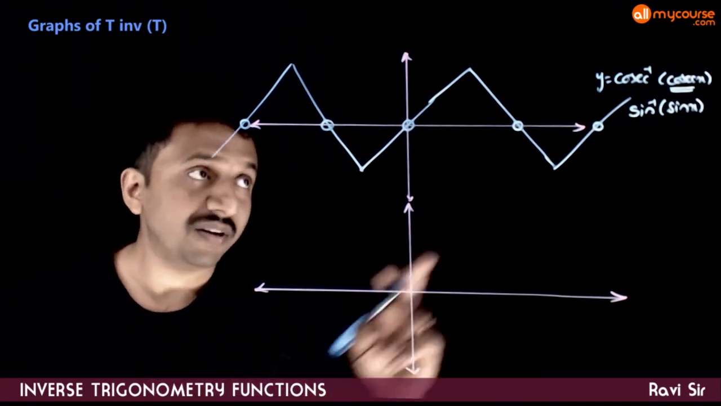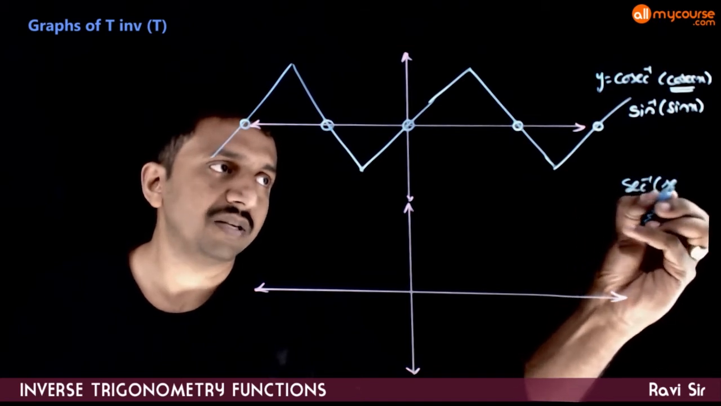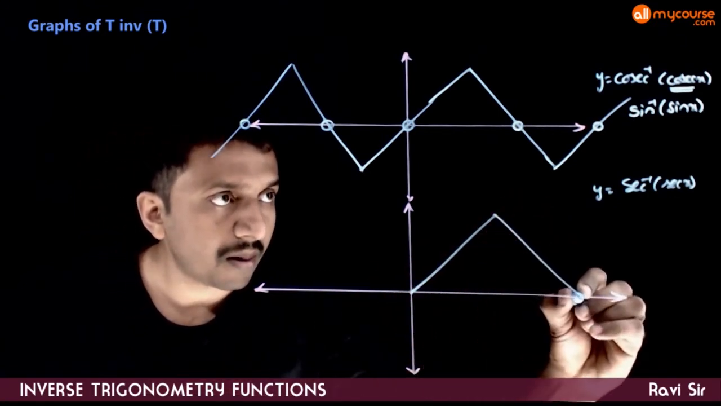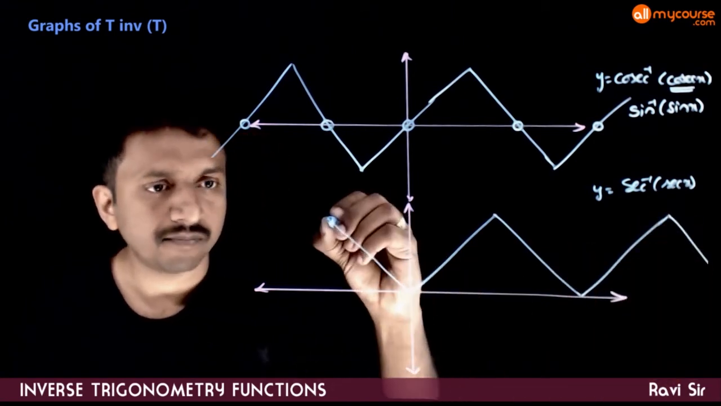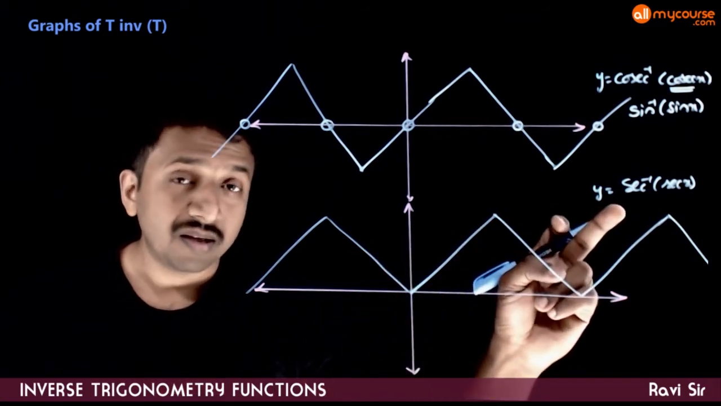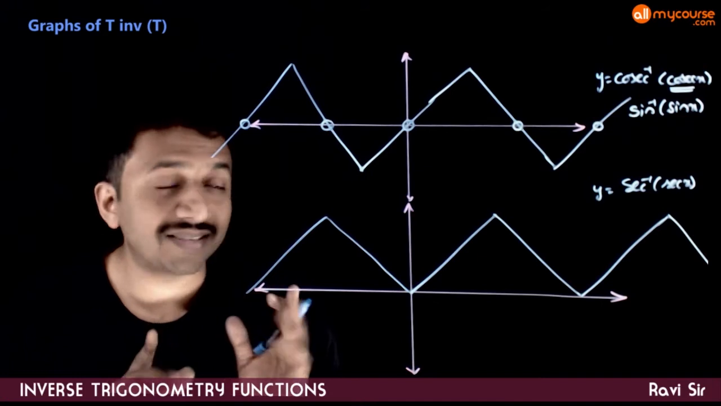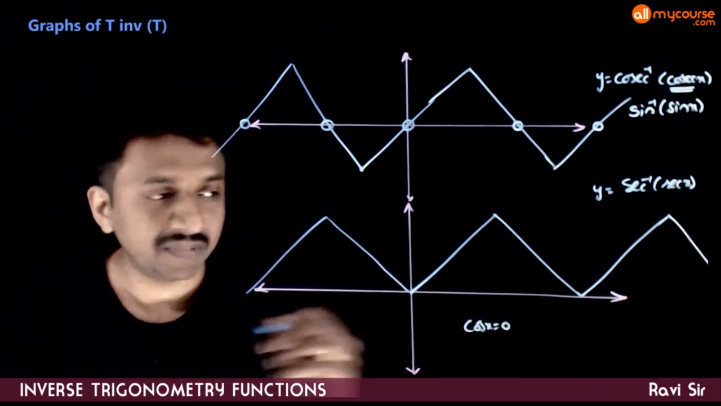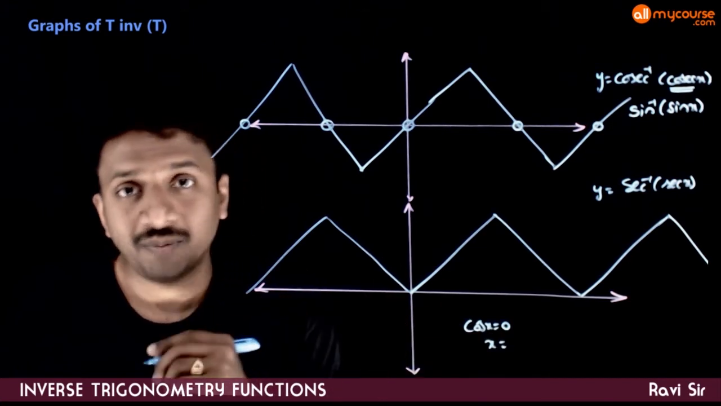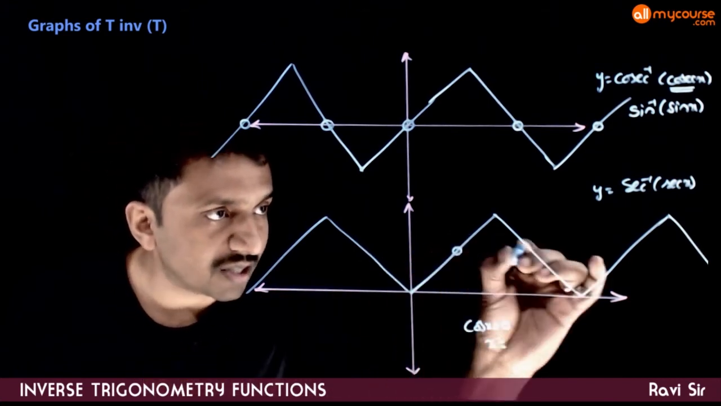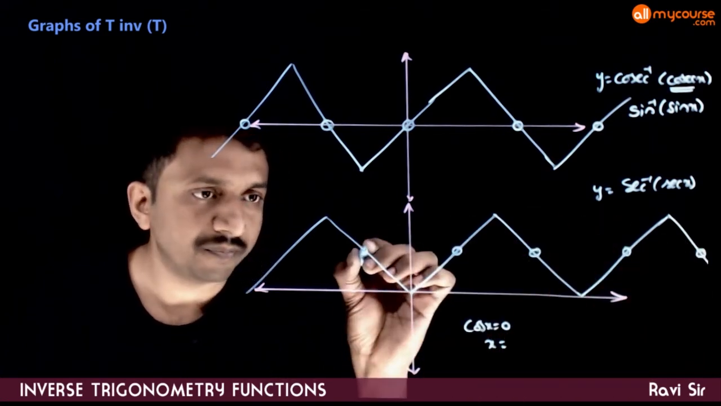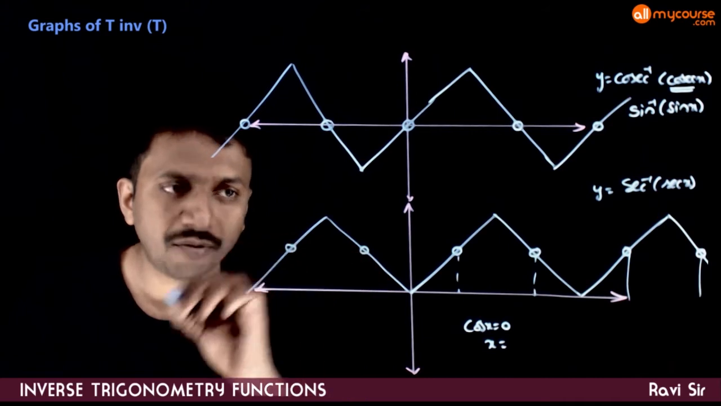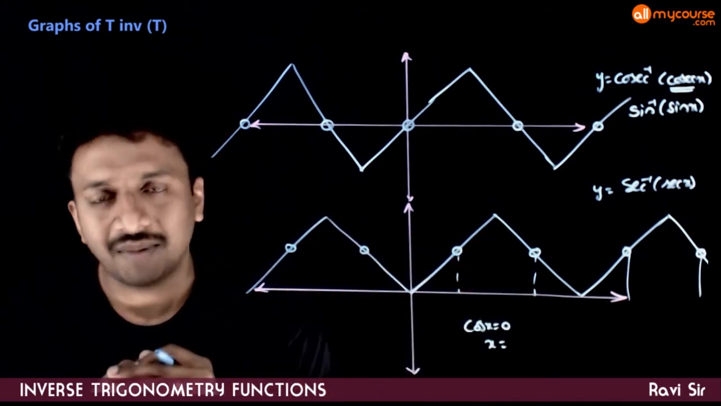The same thing happens for secant inverse of secant x. How does the graph of cos inverse of cos x look like? This, right? So secant inverse of secant x will not be defined when cos x is equal to 0. That is, x is equal to odd multiples of pi by 2. So you have hollow dots corresponding to odd multiples of pi by 2. So corresponding to pi by 2 you have a hollow dot, 3 pi by 2, 5 pi by 2, 7 pi by 2, and so on. So you have hollow dots here. And the remaining graph is exactly same as cos inverse of cos x.